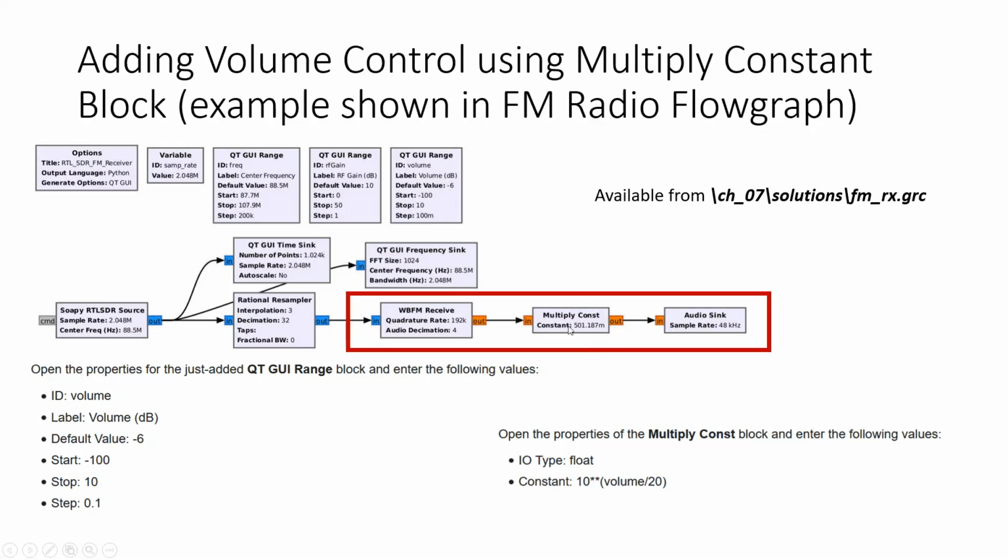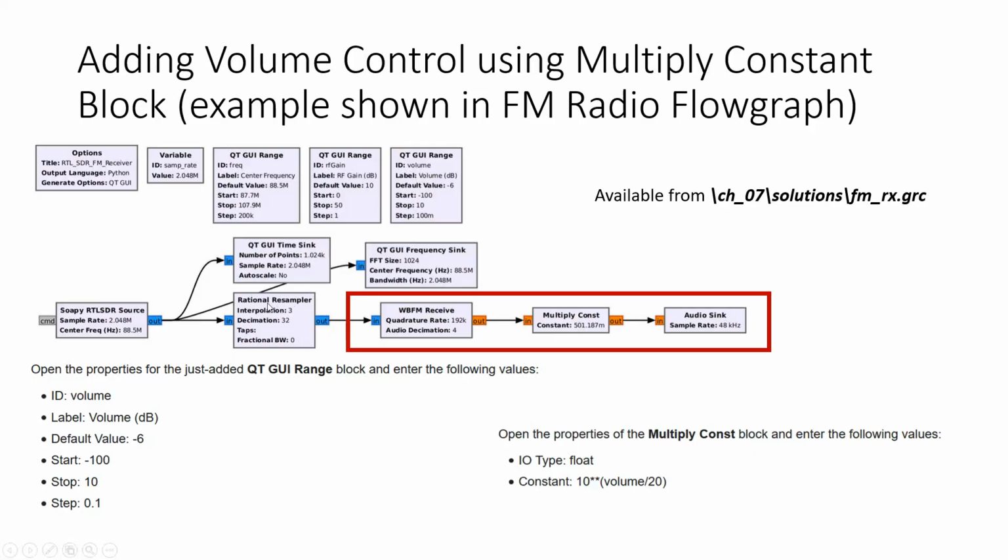Remember that even though this says something like 501.187, this can either be numerical within these blocks, or alternatively it could be a variable, and in fact the block only shows what the current value of the variable is. So if we go up here, we can see that there's a GUI range variable called volume, which implies that it doesn't say 501, it actually says volume on it. So that allows you, when it's running, to be able to change that. Likewise, I've got an RF gain and I've got frequency again. I've just added this volume in.